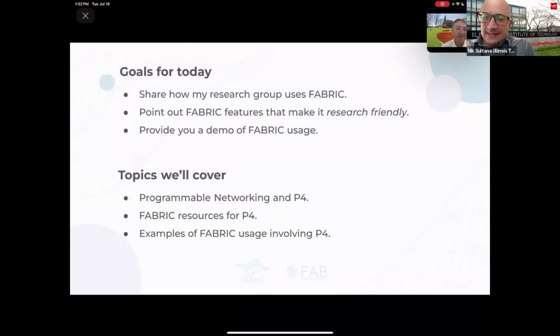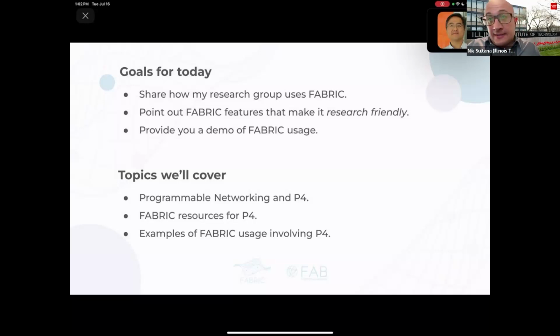Hi, thank you, Casey, for the kind introduction, and hello, everybody. So my plan for today is to tell you about how my group uses Fabric. And along the way, I'll tell you about the kind of features that we use in our research so that that can possibly serve as an example for how you might want to use Fabric for your research. And during this talk, I'll build up towards giving you a demo of Fabric usage, in which I'll show you a research prototype that's running on Fabric and it uses some of those features.